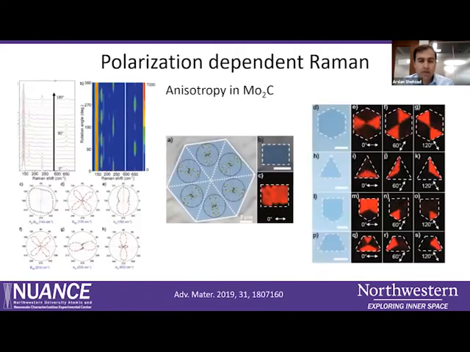Basically, that's it. In the last part of the talk, I'll be discussing a little bit about polarization-dependent Raman, where you can induce a polarization in the Raman, which can be used to determine different angles, or rather different advanced in-plane anisotropy in the system. For example, in this particular example, molybdenum carbide has been used, and when you use polarized Raman, you can determine different preferred phonon vibrations in a single hexagonal structure. In this case, there are specific Raman modes which become more active and have more anisotropy compared to another one.